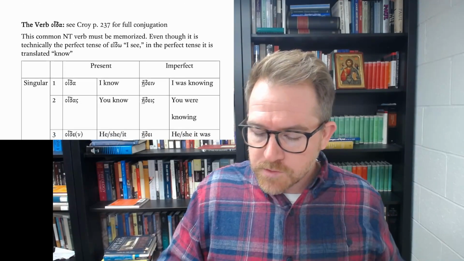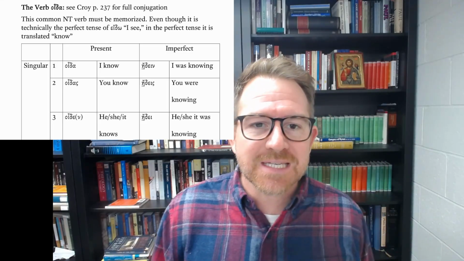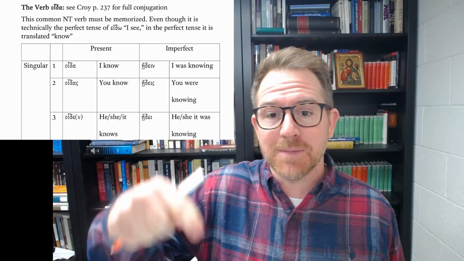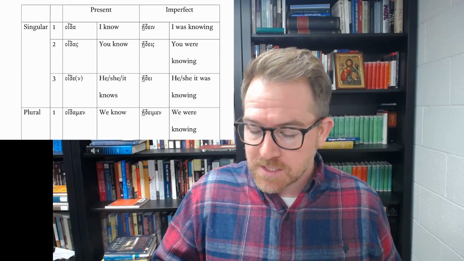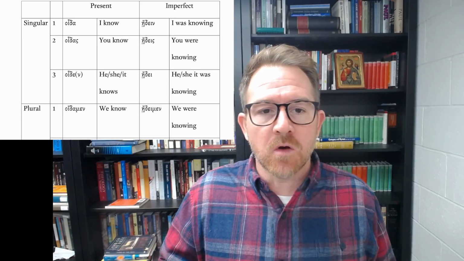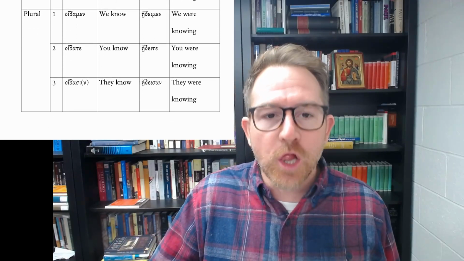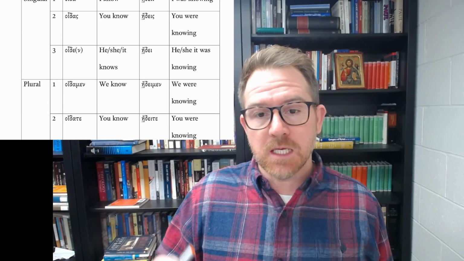In lesson 27, Croy also gives you the full conjugation of the verb oida, which is actually the perfect tense form of eido, I see, but because it's in the present state of having been seen, it usually gets translated as know. So in the present tense: I know, oida; you know, oidas; he, she, it knows, oiden; we know, oidamen; y'all know, oidate; they know, oidasi. And he also gives the imperfect forms, and the full conjugation is in Croy, so you can look at that if you want to see it, but these are the forms that you see.